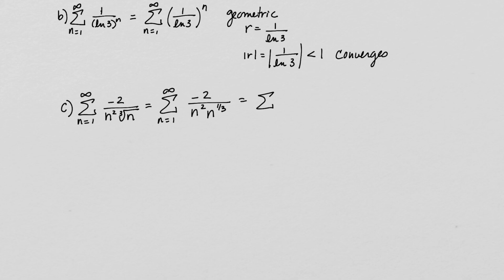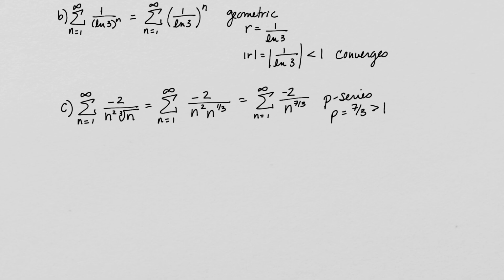So this is going to be the summation from n equals 1 to infinity of negative 2 over n to the power of 2 plus 1/3. 2 is 6/3, so 6/3 plus 1/3 is 7/3. So it's n to the 7/3. So this is a p-series. Our p is 7/3. How does 7/3 compare? Is it bigger than 1 or less than 1? Yeah, it's bigger than 1.